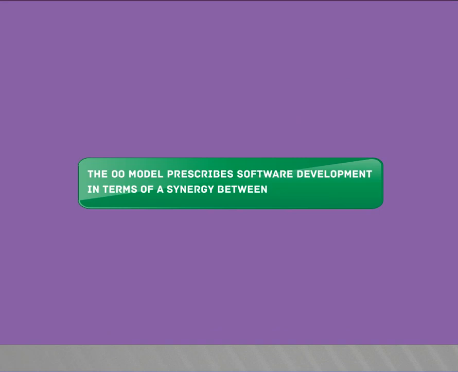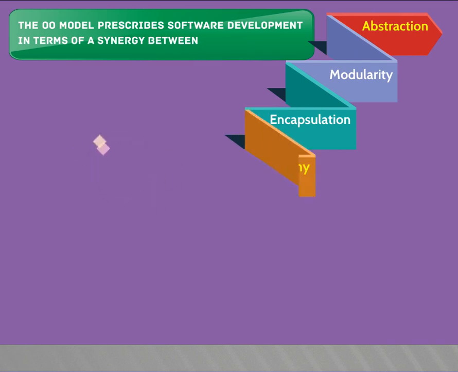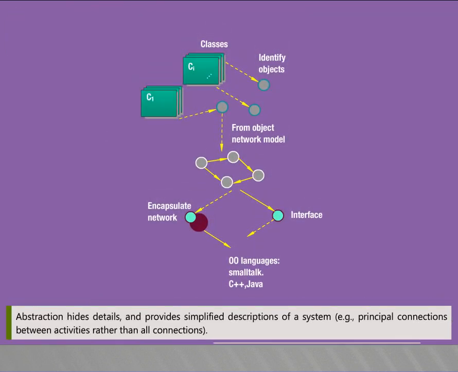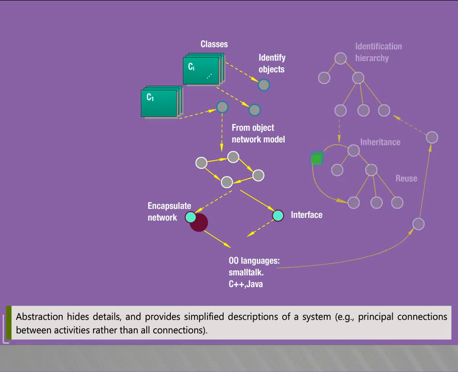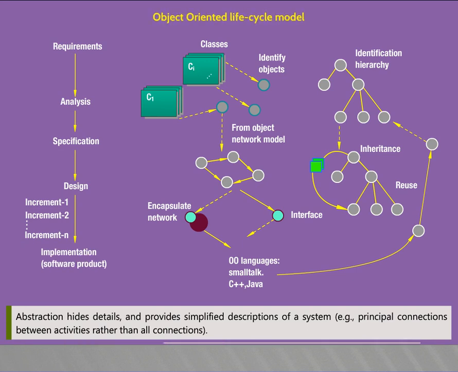The OO model prescribes software development in terms of a synergy between abstraction, modularity, encapsulation, hierarchy, typing, concurrency, and persistence. Abstraction hides details and provides simplified descriptions of a system. For example, principal connections between activities rather than all connections.